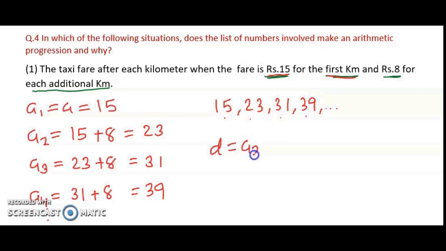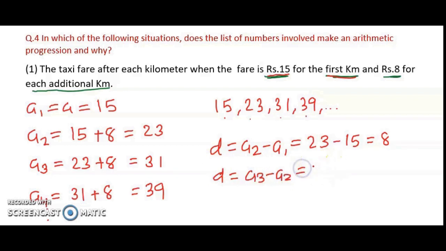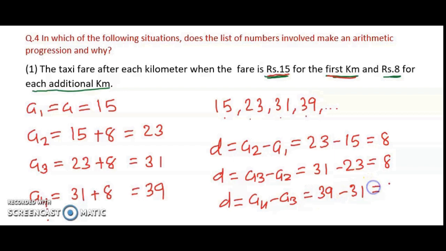If you find out the difference between second and first, second is 23 and first term is 15, so the difference is 8. Same way, the difference between third term and second term: third term is 31 and second term is 23, so the answer is 8. Same way, fourth term is 39 and third term is 31, so you get the answer 8 only. So here you can see the difference between consecutive numbers remains the same. So we can say that the given series makes an arithmetic progression.